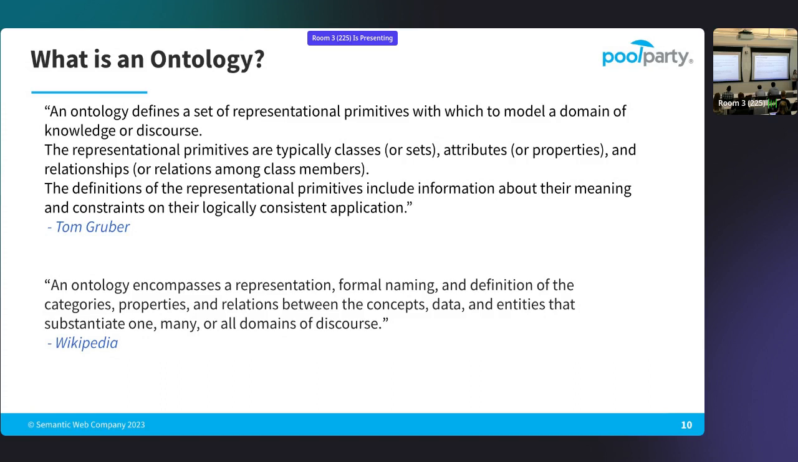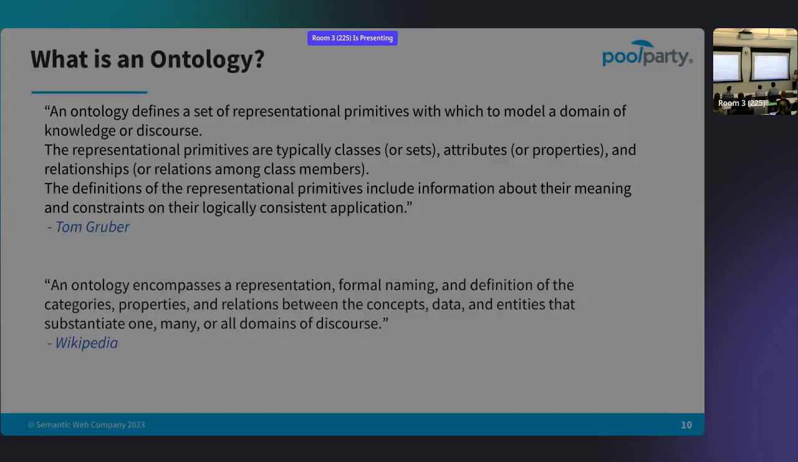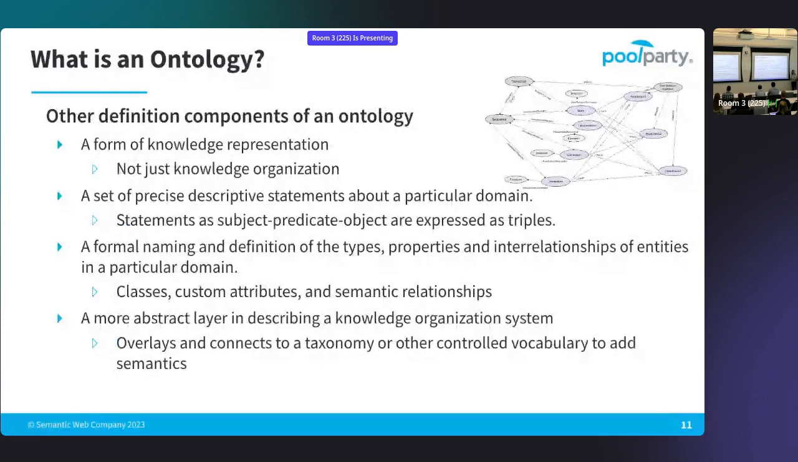Then Wikipedia on ontology again mentions the same things about categories or classes, properties and relations, concepts, data and entities. And there are some other definitions. I started out talking about knowledge organization systems, and I said that ontologies and taxonomies are both knowledge organization systems. But an ontology is something more. It's not just knowledge organization, it's also knowledge representation.